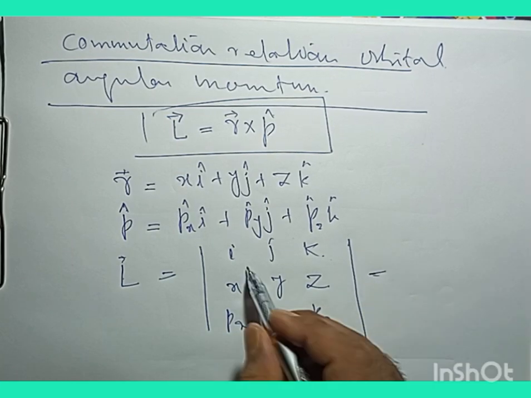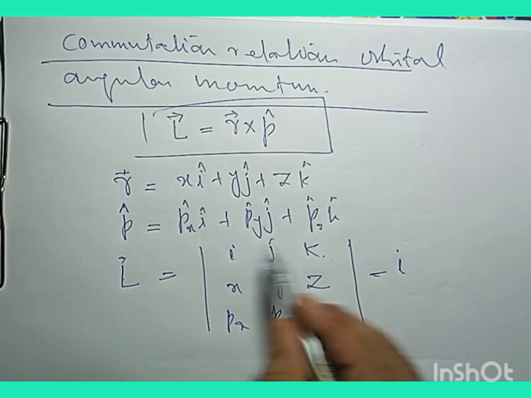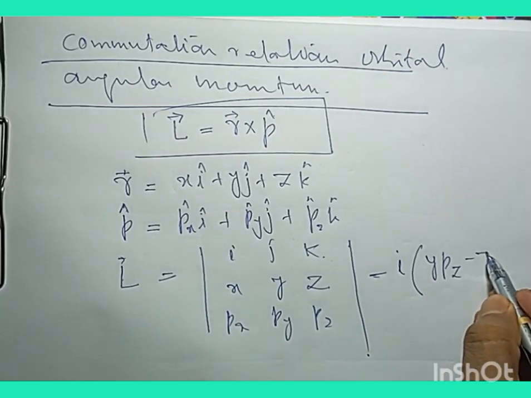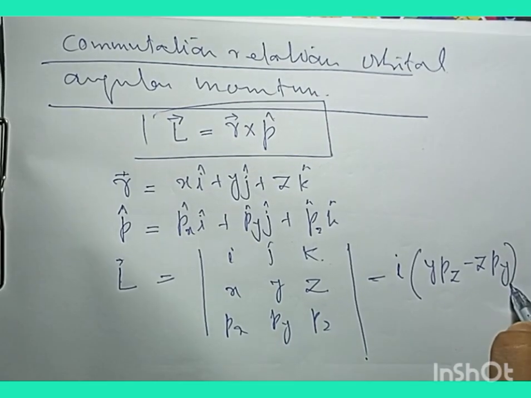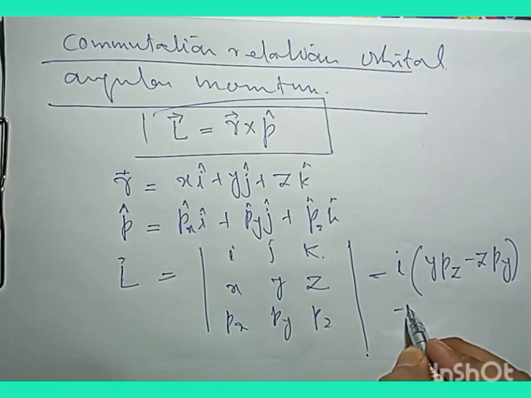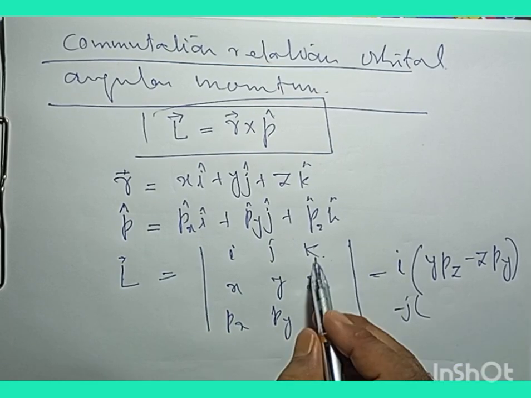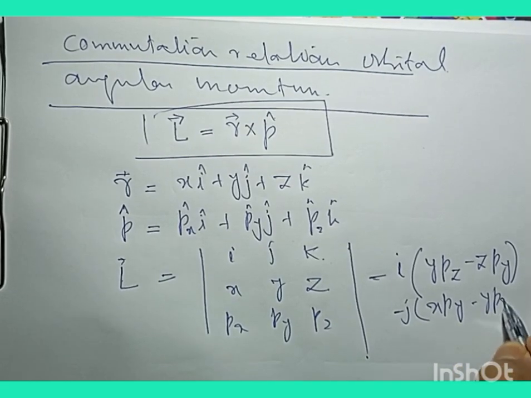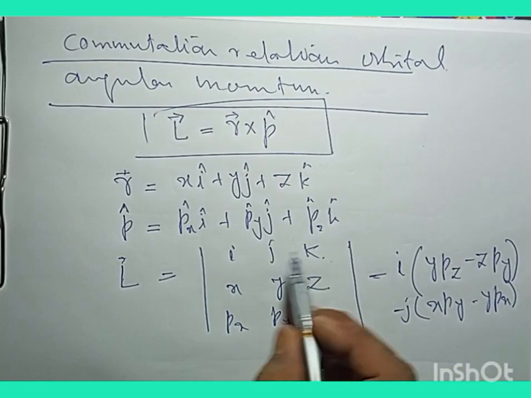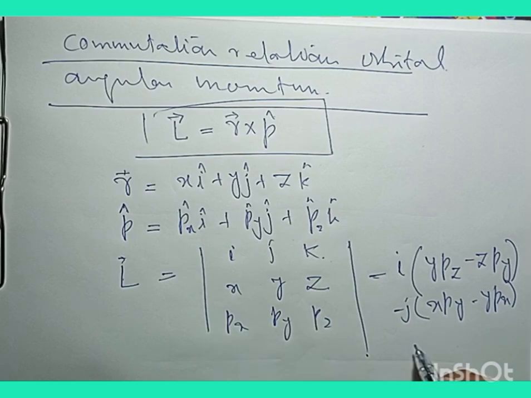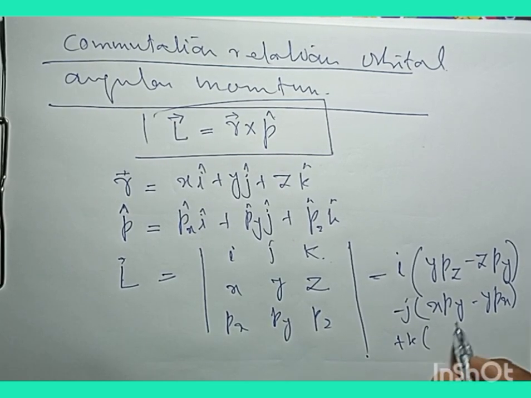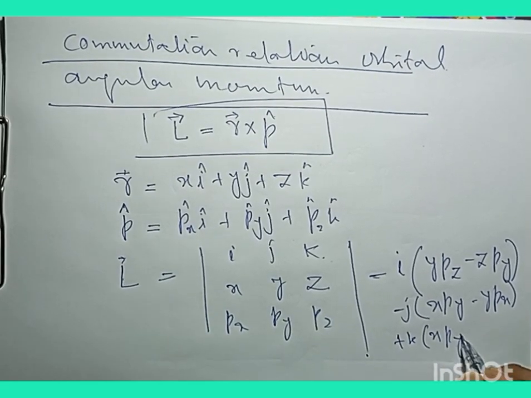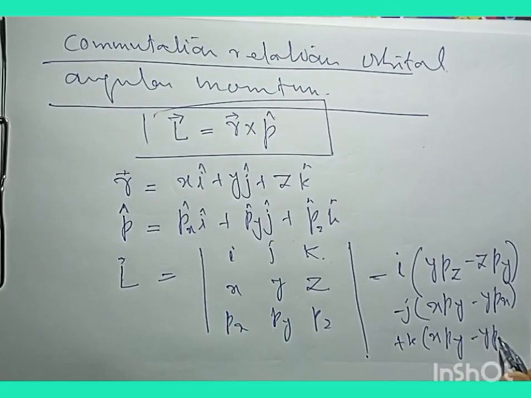So what we will have here is i, so we can cut it out. So we will have y pz minus z py. Then this one will be minus j times, so this will go, x pz minus z px, and then k, for k we'll cut these two and we'll have plus k times x py minus y px.